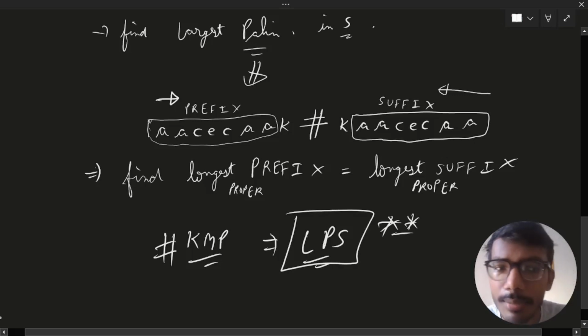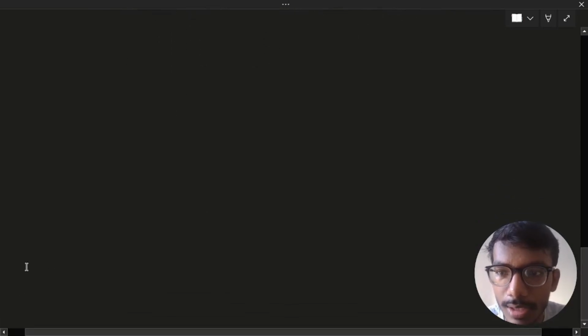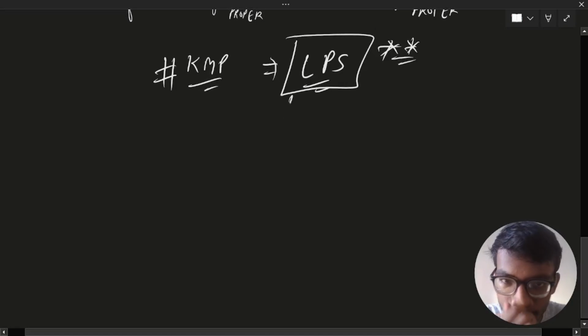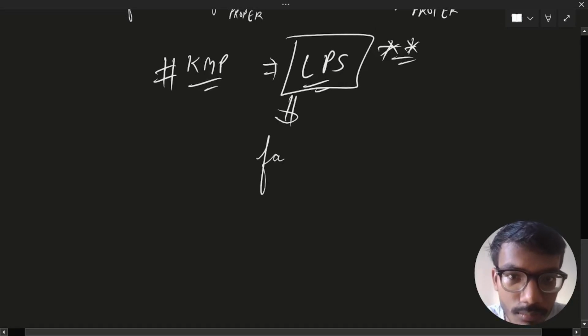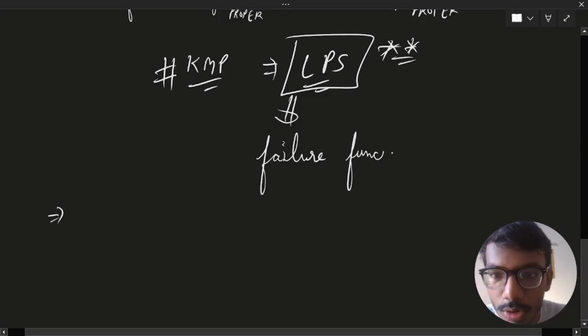What is LPS? Let me just explain what LPS is, or you can search it out, but for this scenario I'm explaining it. This LPS is nothing but a failure function. So what is this failure function? For the string, let me give you an idea of what it is, and we will also write an algorithm to find it.